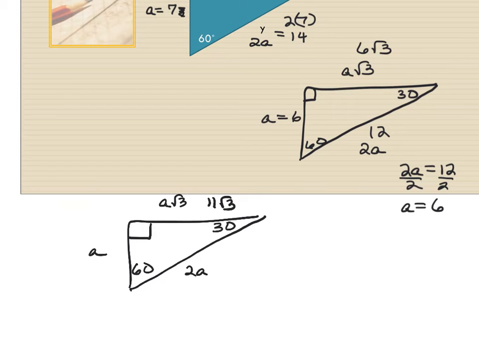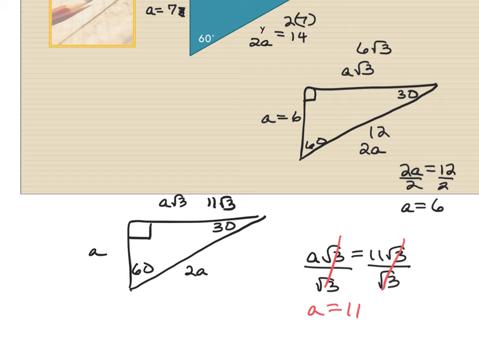Now, I can go ahead and officially solve this. A square root 3 equals 11 square root 3. Divide both sides by square root 3 to get a by itself. That cancels. So a equals 11. Remember, the number in front of the square root of 3 is just a. So a is 11. And then the hypotenuse is just going to be 2 times a. So 2 times 11 is 22.